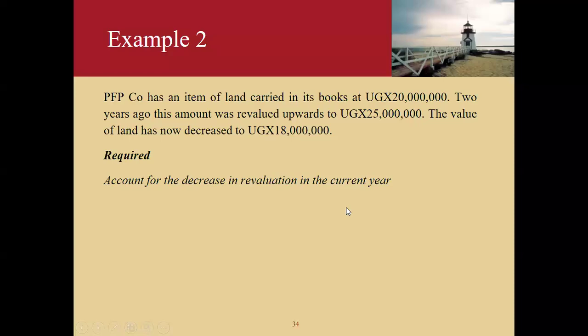So we are looking at another example where we are going to account for a decrease in revaluation in the current year. PFP company has an item of land carried in its books at 20 million. Two years ago, this amount was revalued upwards to 25 million. The value of land has now decreased to 18 million. Account for the decrease in revaluation in the current year.